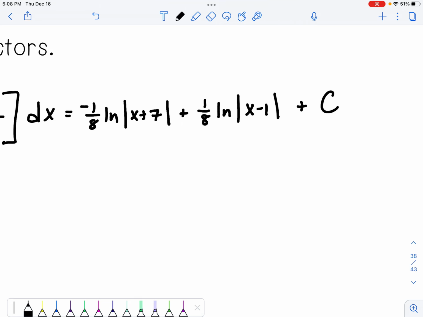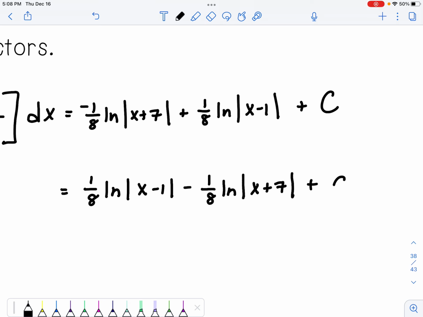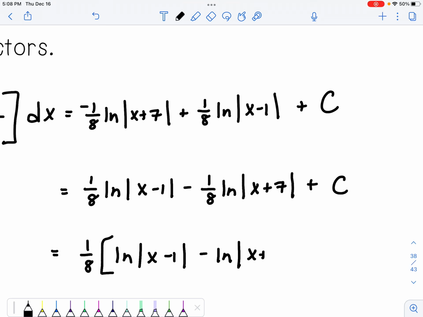Now we can also make this a little bit better if we think back to our algebra skills and our logarithm properties. What I'm going to do first is switch the order so that the minus 1/8 term comes second. If you're good with your log properties, you don't really have to do this part, but I'm going to do each step. I'm going to factor out the 1/8 from my two natural logs. I can do that because they have the same number in front of them. If they were different numbers, we wouldn't be able to do this.